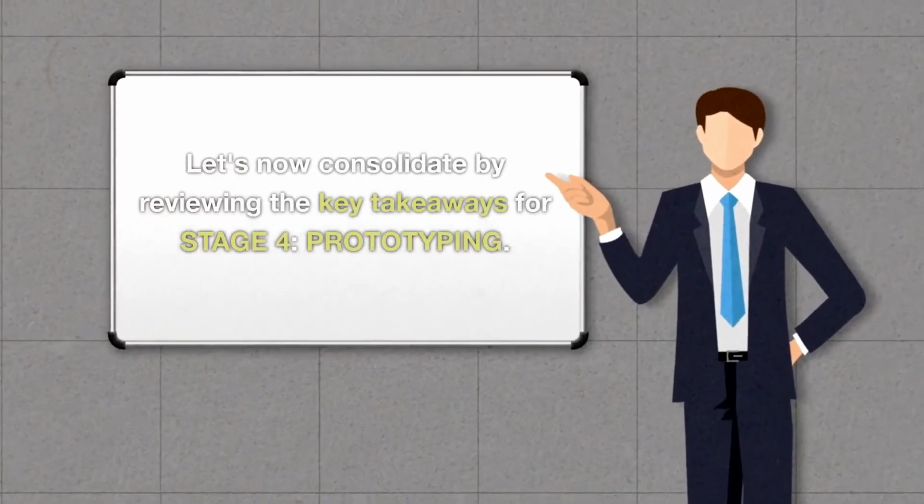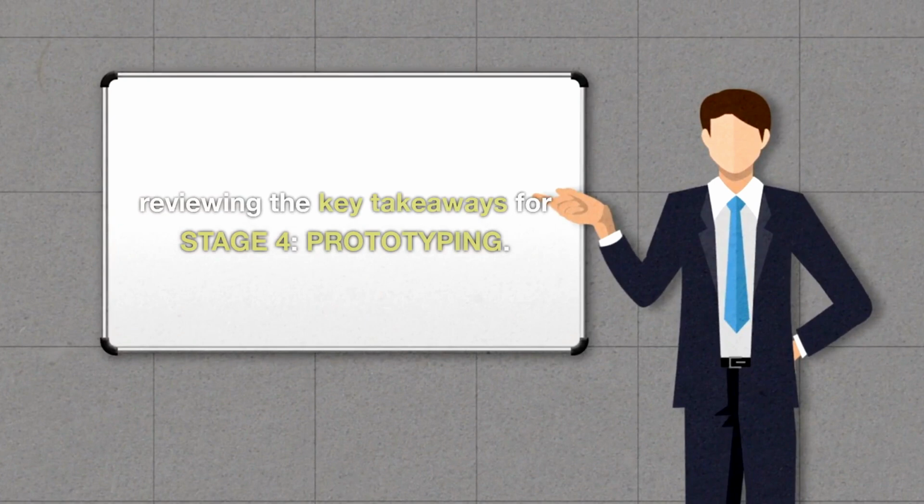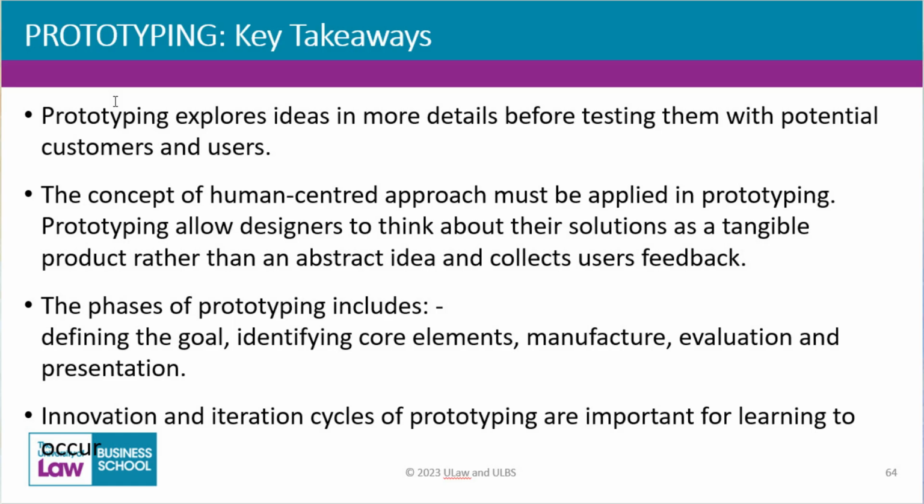Let's now consolidate by reviewing the key takeaways for Stage 4, prototyping. Prototyping explores ideas in more details before testing them with potential customers and users. The concept of human-centered approach must be applied in prototyping. Prototyping allows designers to think about their solutions as a tangible product rather than an abstract idea and collects users' feedback. The phases of prototyping includes defining the goal, identifying core elements, manufacture, evaluation, and presentation.